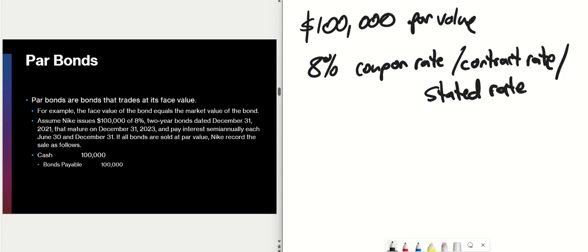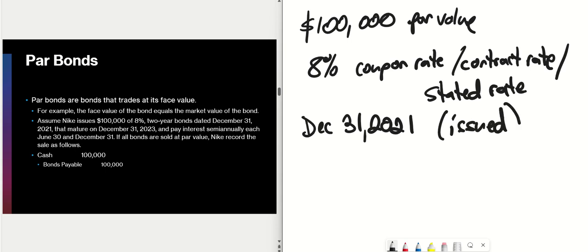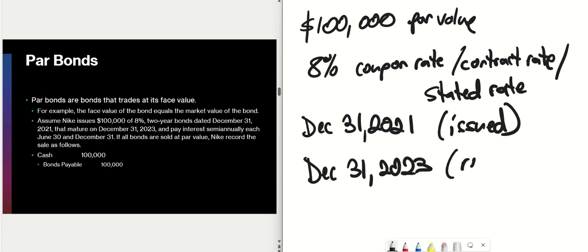Okay. So this will be a 2-year bond. So 2-year bonds dated December 31st, 2021 that mature on December 31st, 2023. So on December 31st, 2021, this is when it was issued. All right, so it was issued on December 31st, 2021, and it's going to reach its maturity on December 31st, 2023. Okay, this is when it reaches maturity.